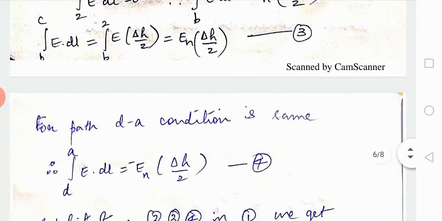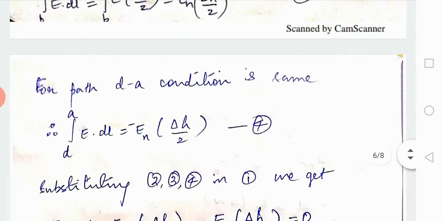Now for the third path, DA, the condition is the same. So integral D to A E·dl is equal to minus En del h by 2. That is your fourth equation. Why negative? It is because the direction is opposite.